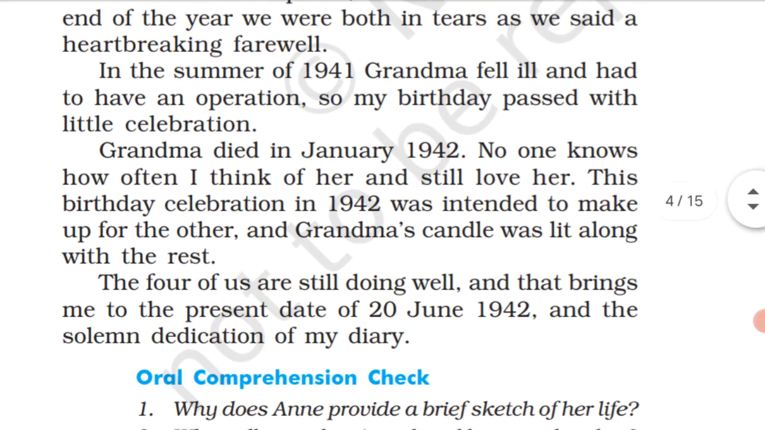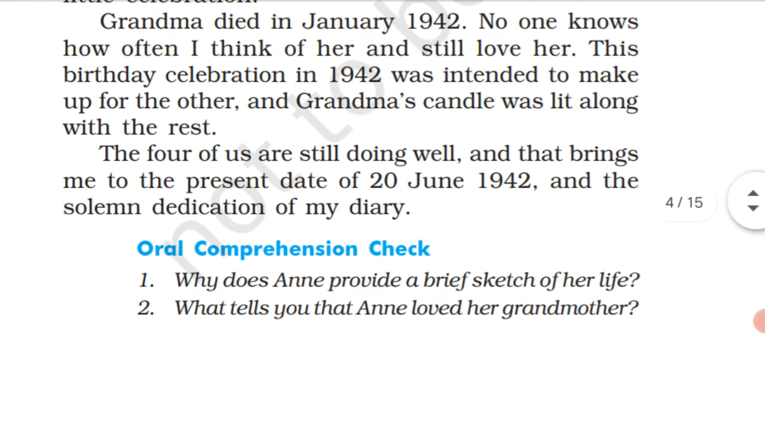In the summer of 1941, Grandma fell ill and had to have an operation, so my birthday passed with little celebration. Grandma died in January 1942. No one knows how often I think of her and still love her. This birthday celebration in 1942 was intended to make up for the other, and Grandma's candle was lit along with the rest. The four of us are still doing well, and that brings me to the present date of 20th June 1942 and the solemn dedication of my diary.